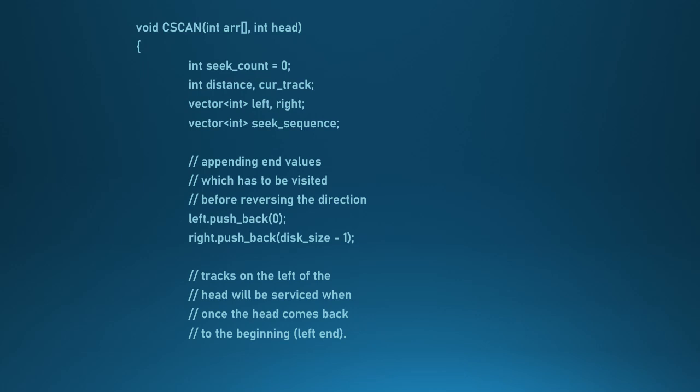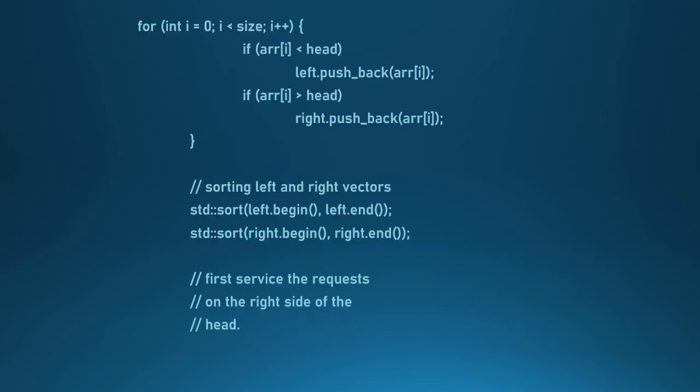Let's see the next part of the code. Appending n values which have to be visited before reversing the direction. Tracks on the left of the head will be serviced once the head comes back to the beginning. Sorting left and right vectors. First, service the requests on the right side of the head.